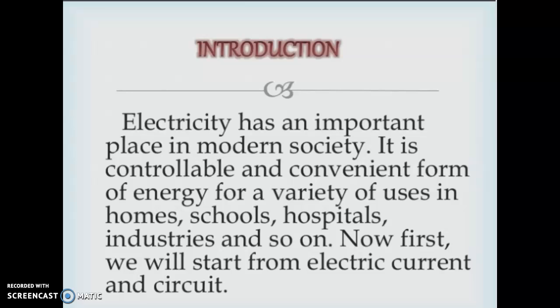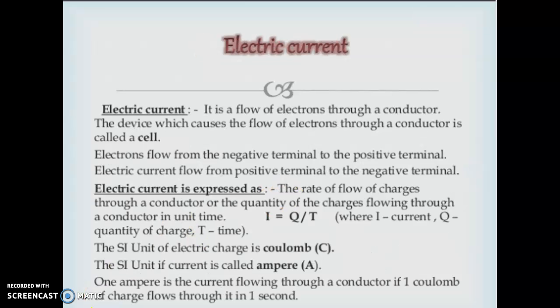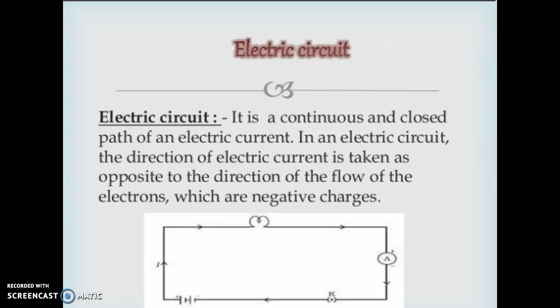In my previous video, we discussed electricity, its importance, electric current, its definition, its formula, and its units. In this video, we will learn about electric circuit and potential difference. So what is an electric circuit? First, an electric circuit is the continuous closed path of an electric current. The path through which an electric current flows is called an electric circuit.